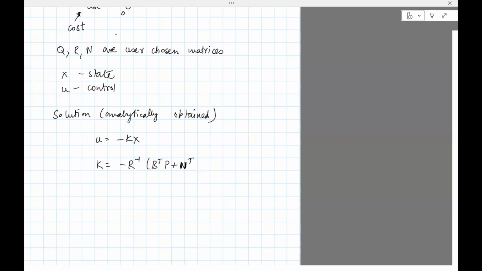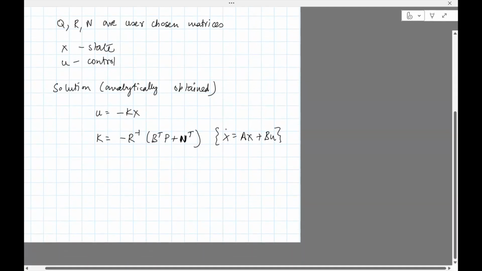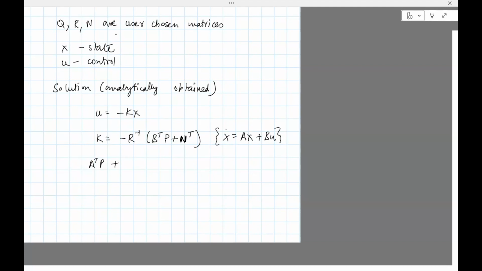Here, note that B is what sits in front of u, right? x dot equals Ax plus Bu. So that B is directly from there. But what is P? P is another matrix which needs to be solved for using this equation. It's pretty complex. PA plus A transpose P minus (PB plus N) R inverse (B transpose P plus N transpose) plus Q equals 0.